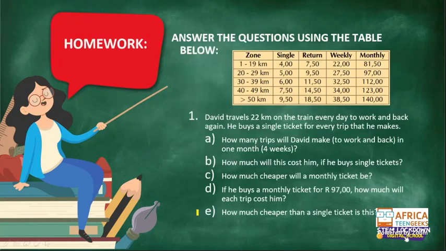Okay, so now everybody, I want you to take a screenshot of this. This is your homework. You're going to be using that same tariff table that I just showed you guys, and you're going to answer these 5 easy questions. They're really easy, you'll see. So I want everybody to quickly take a screenshot of this.